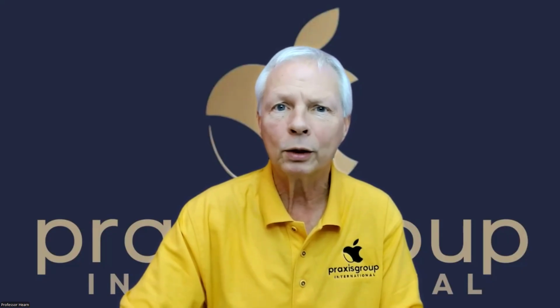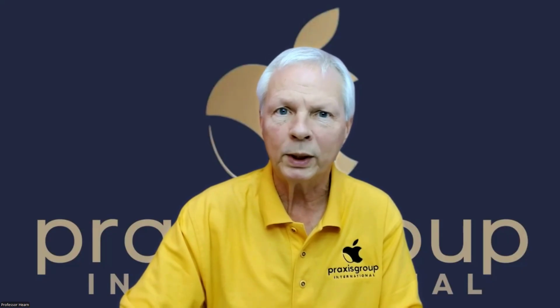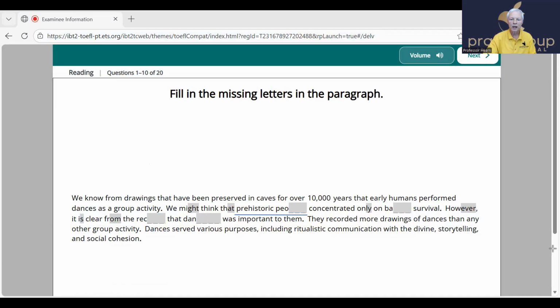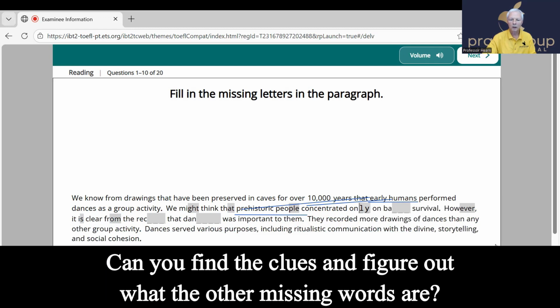Now let's find the clue in our passage so that we can answer this question. What do we have in this passage that's related to prehistoric something? Can you find it? Early humans. Prehistoric and early go together. But what are humans? They are people. Early humans are prehistoric people. That wasn't so difficult, was it?